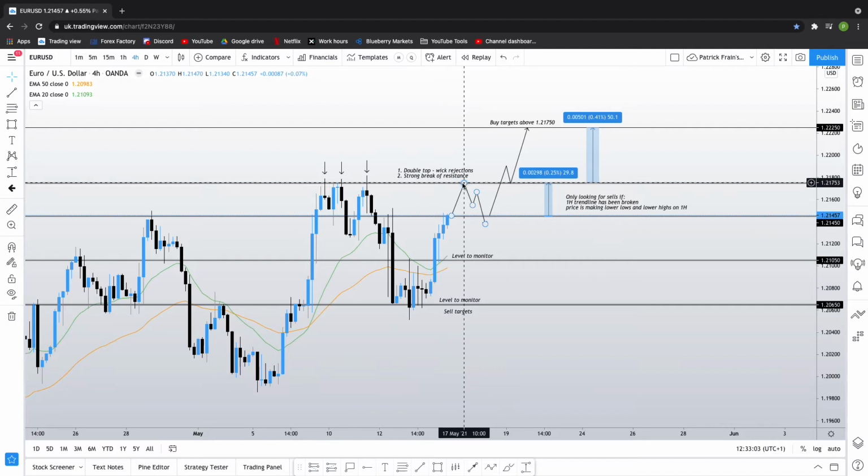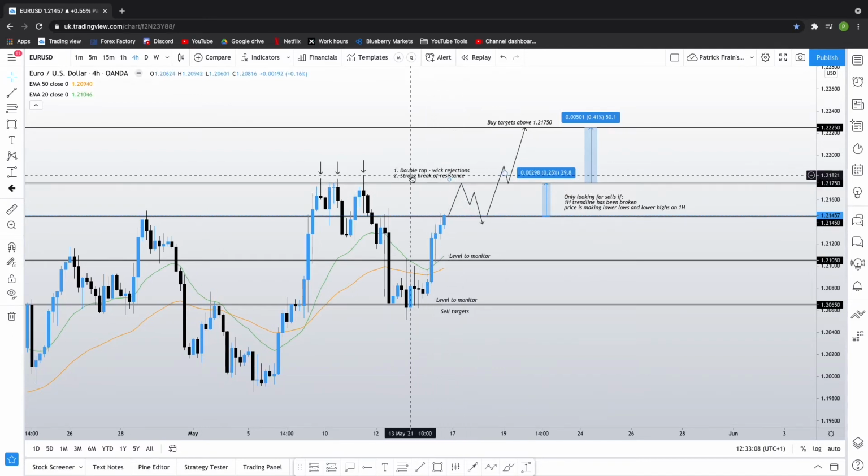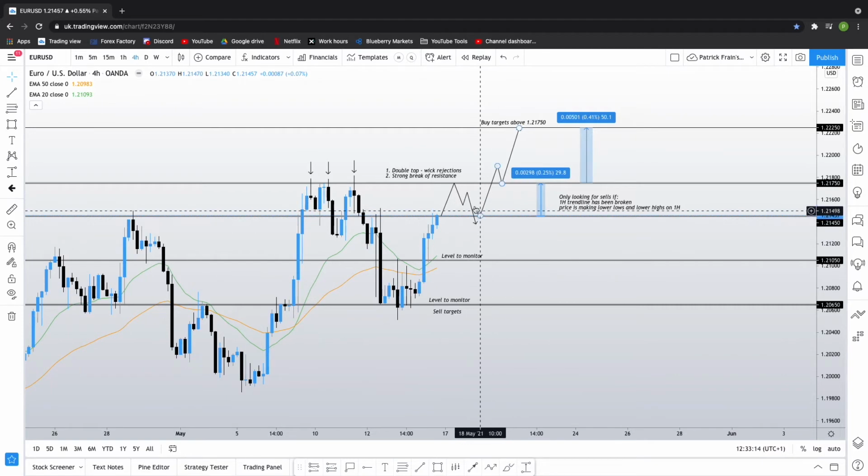I do want to see price come back to this level moving into next week, and I will be looking for two things. The first thing I will be looking for is another rejection of this level if we do see wick rejections, and then I will be looking for shorts once price is making lower lows and lower highs on the hourly and our trend line has been broken.